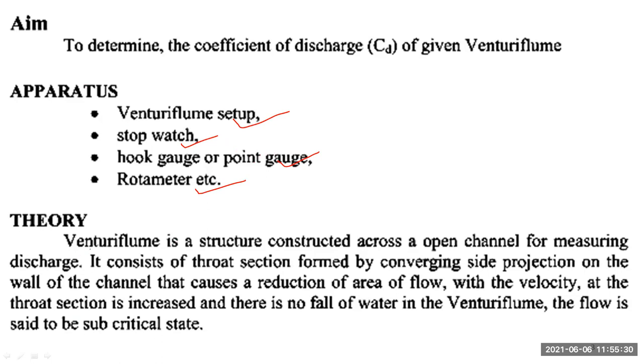So let us see what is a Venturi flume. The Venturi flume is a structure constructed across an open channel for measuring the discharge, which is the same as a Venturi meter. So a Venturi meter is also used to determine the rate of flow, that is discharge. So the Venturi flume is also a structure which is used to measure the discharge. It consists of a throat section formed by a converging side and a diverging side.